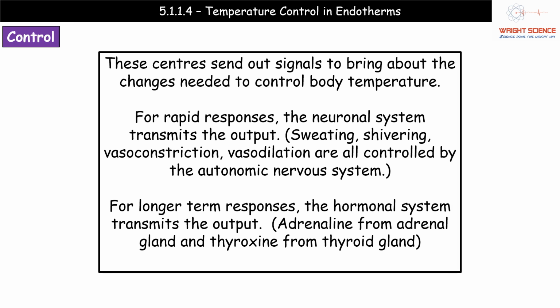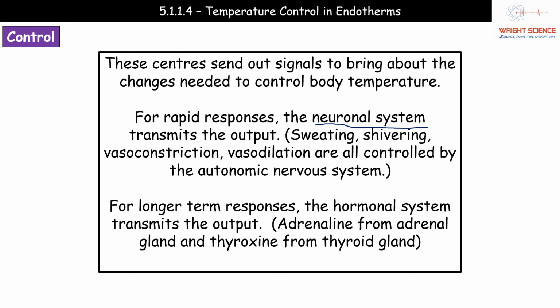Those centres are going to send signals out to bring about those changes needed to control body temperature. Now, the method by which they're going to communicate with those different regions of the body varies. If we need a rapid response, we're going neuronal system. So we're going to use those electrical impulses being transmitted through our neurons. And these examples would be things like sweating, shivering, vasodilation, vasoconstriction. And all of those are controlled by the autonomic nervous system. And we'll be having a look at the subdivisions of the nervous system later on in Module 5.